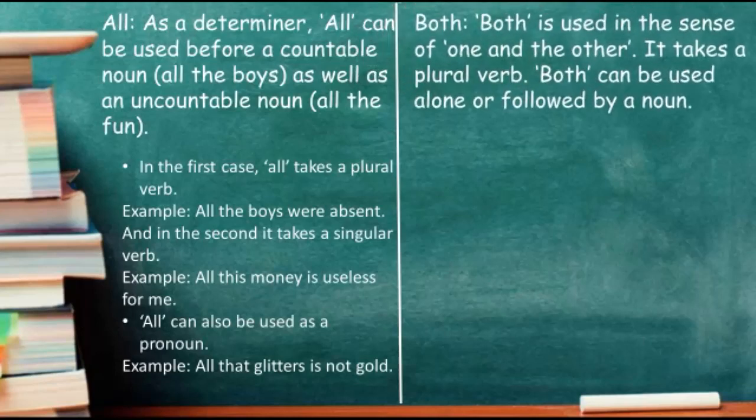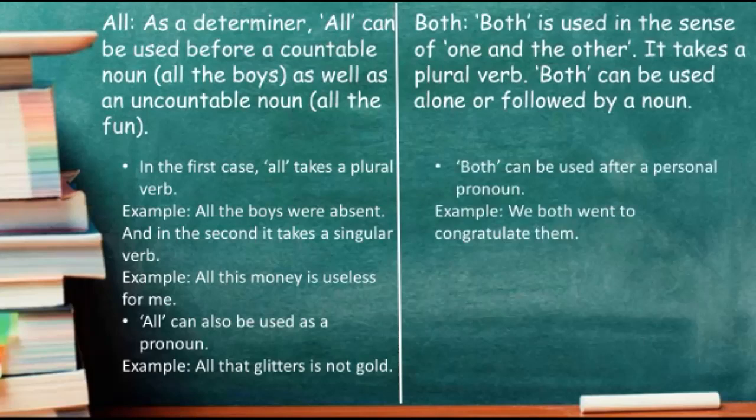Next determiner is both. Both is used in the sense of one and the other. It takes a plural verb. Both can be used alone or followed by a noun. Both can be used after a personal pronoun. For example, we both went to congratulate them. So here both is used after a personal pronoun.